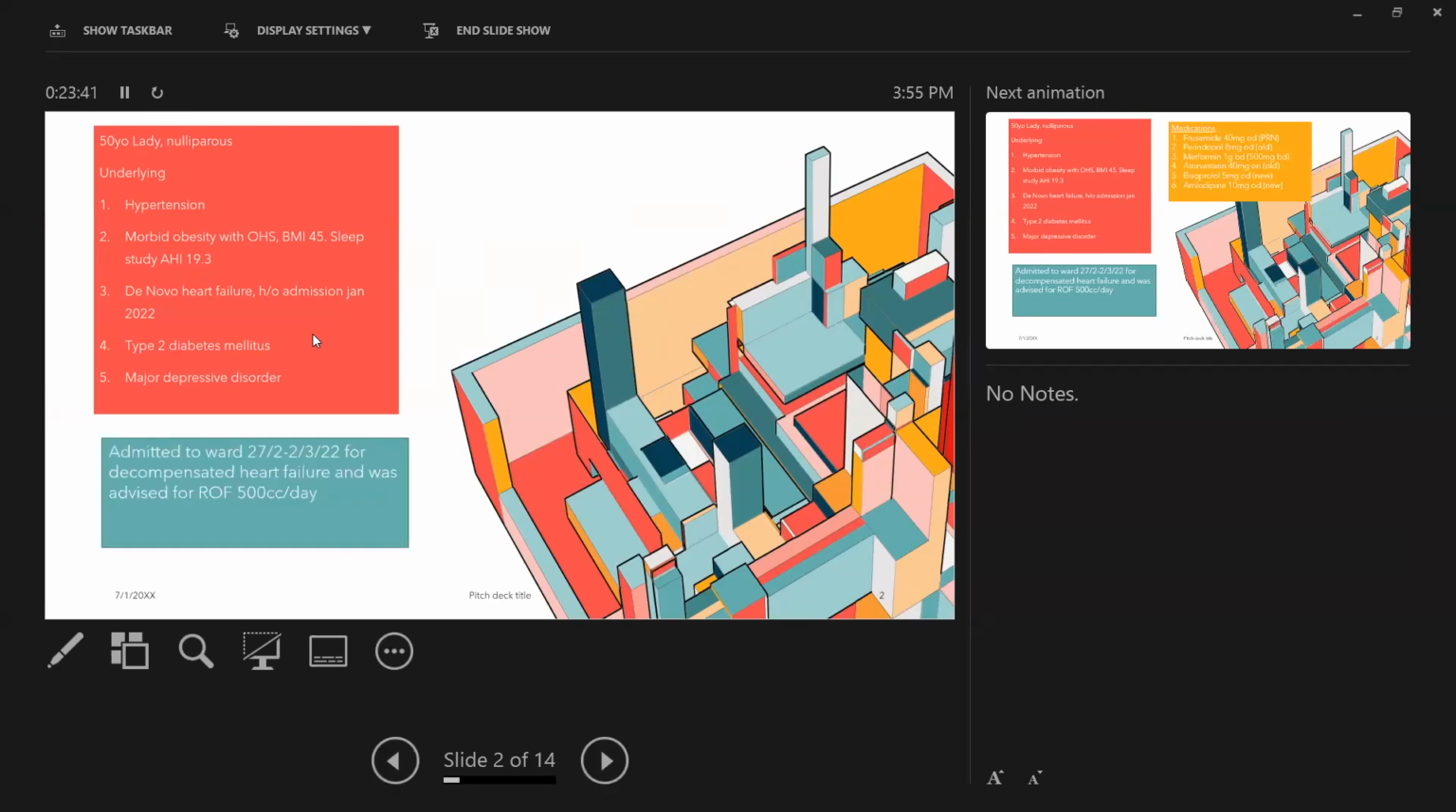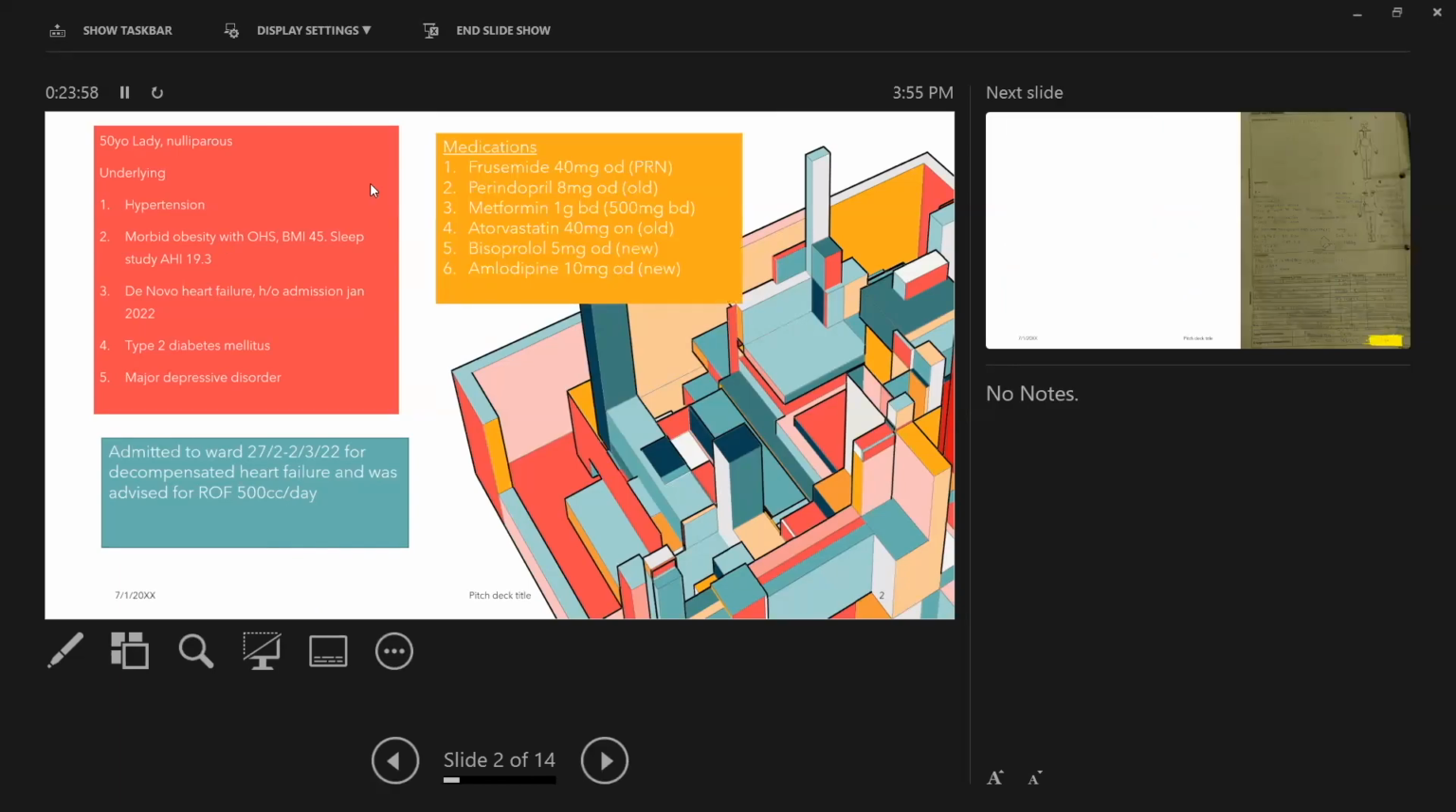She was recently discharged, from the 27th of February to the 2nd of March, for decompensated heart failure and was advised to restrict her fluid to 500 cc per day. Then these are the medications. I would say the person who did the discharge summary did a very good job, because I can highlight which are the old medications and which are the new medications that were introduced.